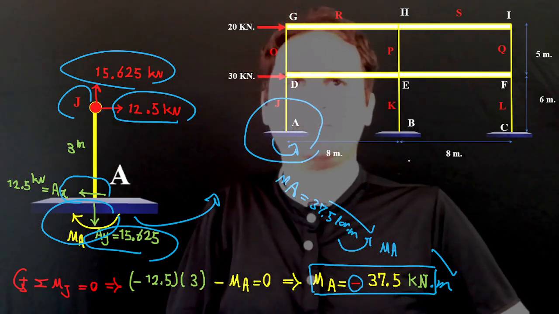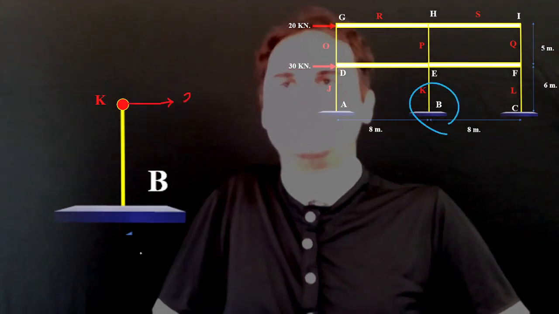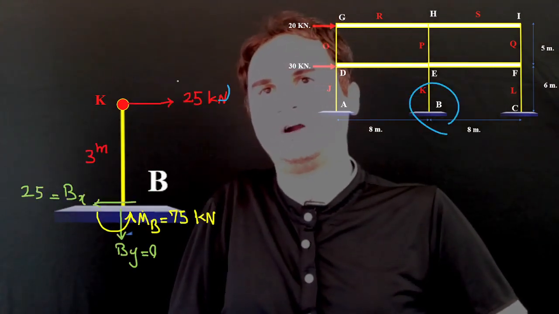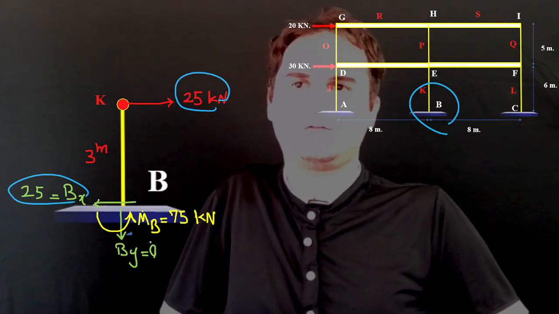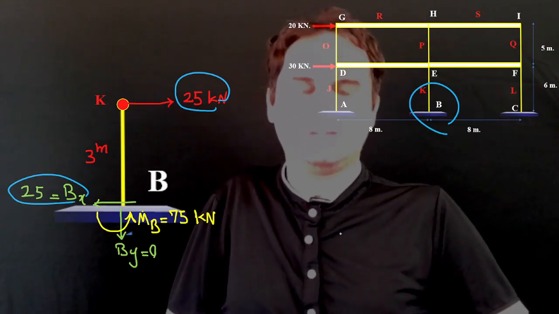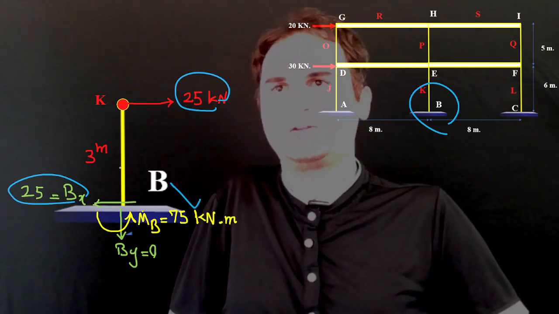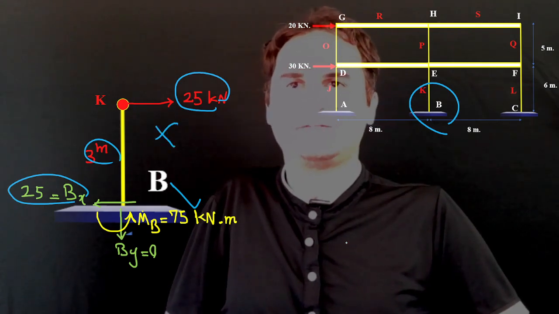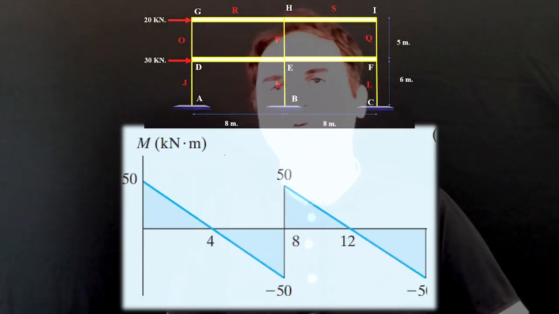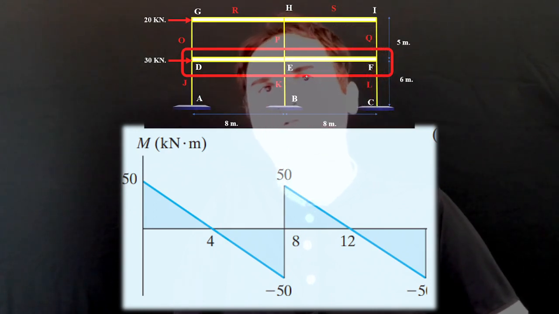Let's go, for example, for the other one, like what happens in B. This is 25, and it makes Bx equal to 25, By is 0, and that makes it 75 kilonewton meters, 3 times 25. And if you want, for example, you can represent the moment distribution for any part.